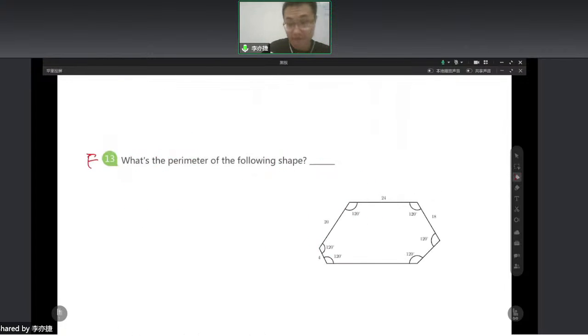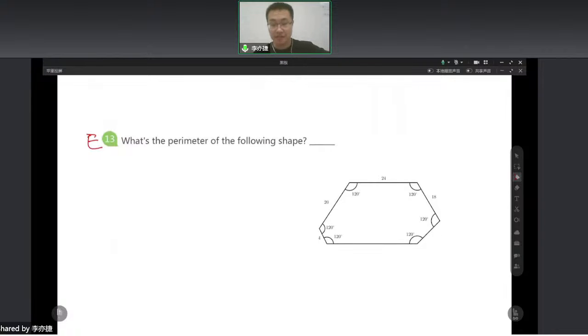Question 13 is easy. This is a Nemo's type question. I believe last year's Nemo's had exactly the same question like this. The key point is we see the 120, we see it's 180 minus 60. So we just extend the lines. So we have several equilateral triangles here, right?